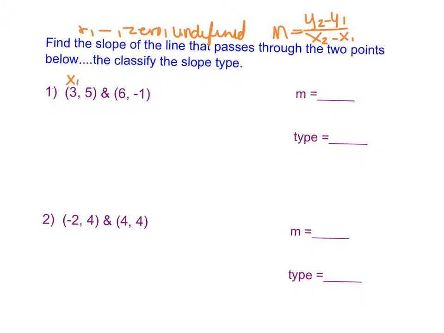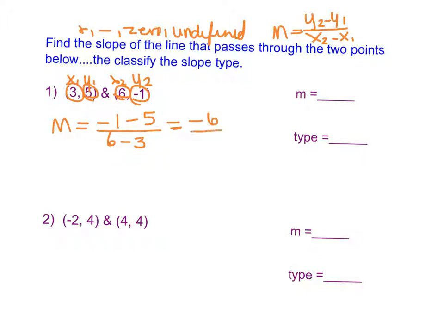I'm going to label them x1, y1, x2, y2, and then I'm going to go to my equation. So my equation is y2, which is negative 1, minus y1, which is 5, all divided by x2, which is 6, minus x1, which is 3. So here, if I simplify this further, I end up with negative 6 over a positive 3. I know that both of those are divisible by 3. So this simplifies to be a negative 2 over 1, or simply equal to a negative 2.